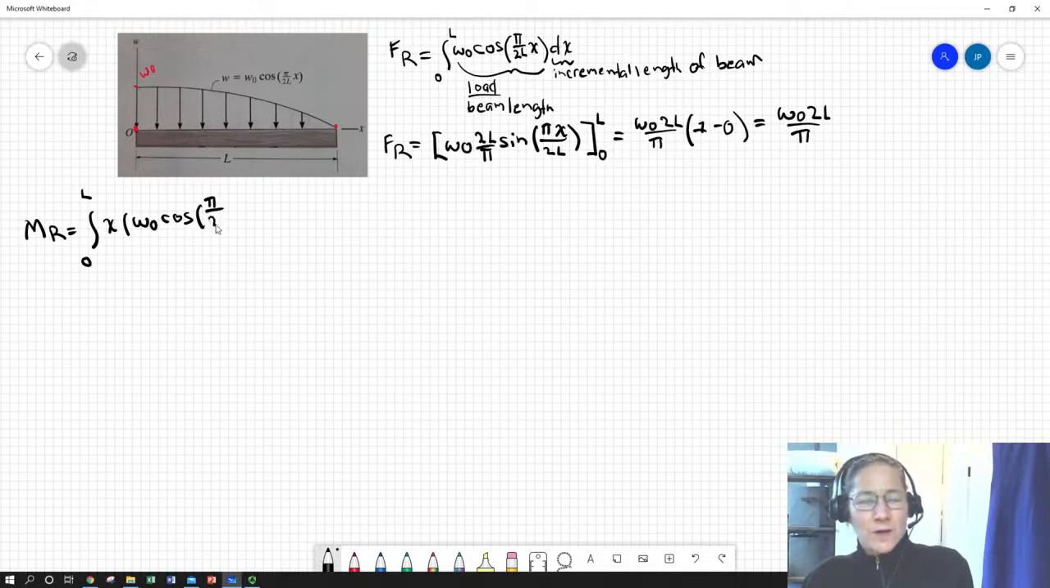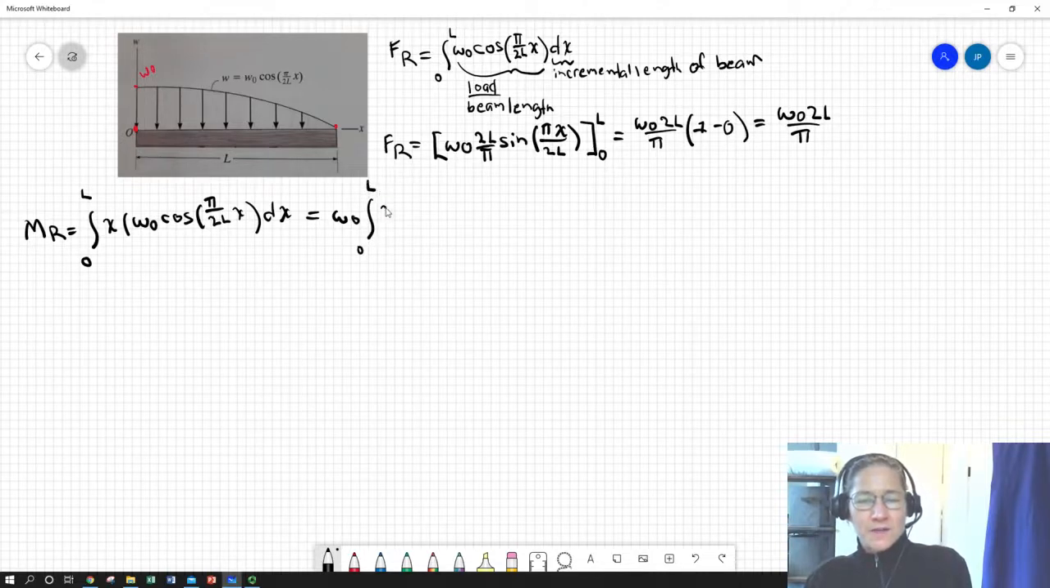Pi over 2L x dx. So here's our moment arm, or our radius, and here's effectively our dF that we've already defined. So this is a bit of moment, and we're going to integrate all the bits of moment from 0 to L. So we can actually rewrite this as just W0, make it a little simpler.